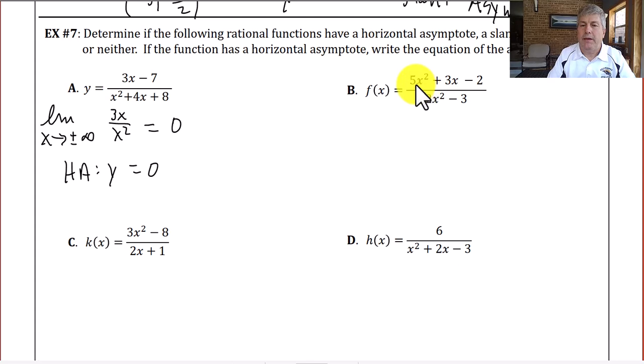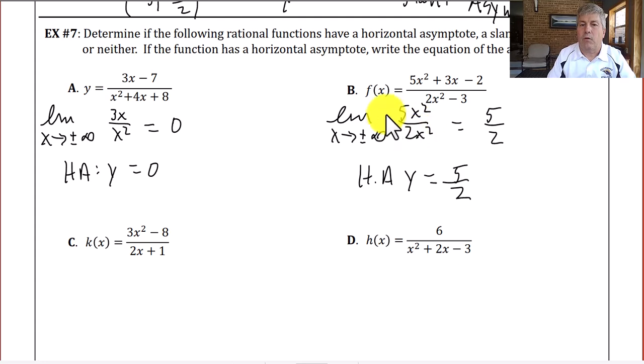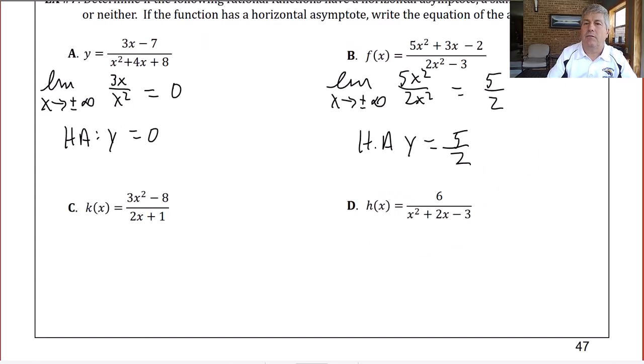In example B, we have 5x squared plus 3x minus 2 over 2x squared minus 3. So we're going to battle between the 5x squared and the 2x squared. We're going to take the limit, and that's going to approach 5 halves. So our horizontal asymptote is at y equals 5 halves.